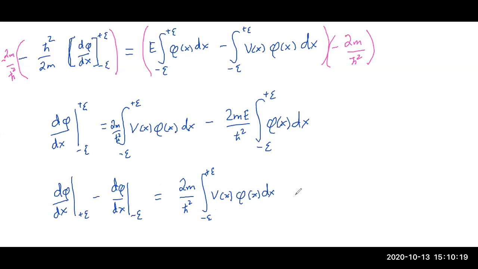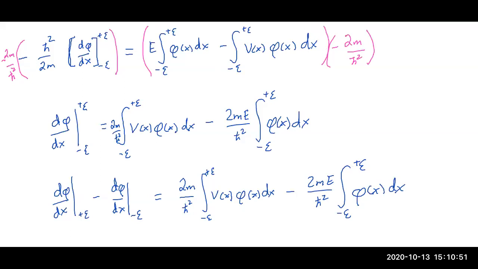I should state that this whole derivation is assuming that the point of interest we care about is x equals 0. If it's not, then it becomes whatever point you're interested in plus or minus epsilon. So maybe a minus epsilon and a plus epsilon, if you're interested in the point x equals a. Minus 2mE over h bar squared times this integral from minus epsilon to plus epsilon of phi of x dx.